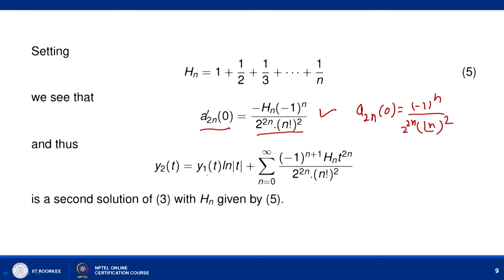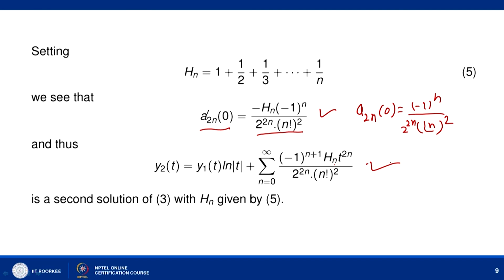So, y2 t is equal to y1 t ln mod t plus summation n equal to 0 to infinity minus 1 to power n plus 1 Hn t to power 2n divided by 2 to power 2n factorial n whole square, and that is going to be your second solution of Bessel's equation of order 0.